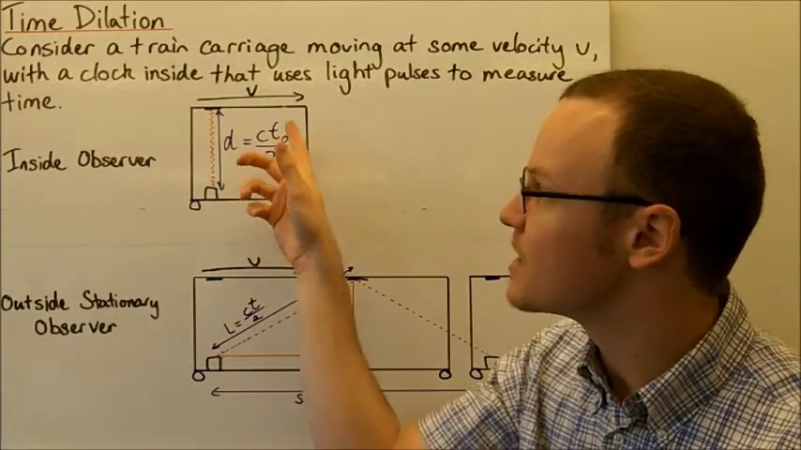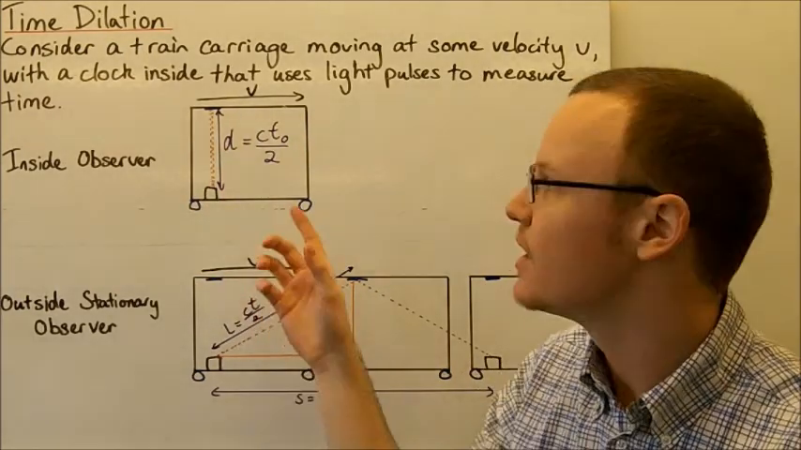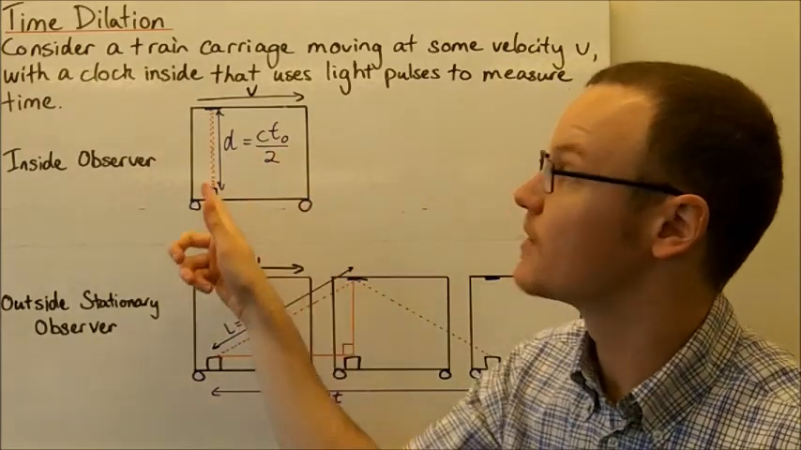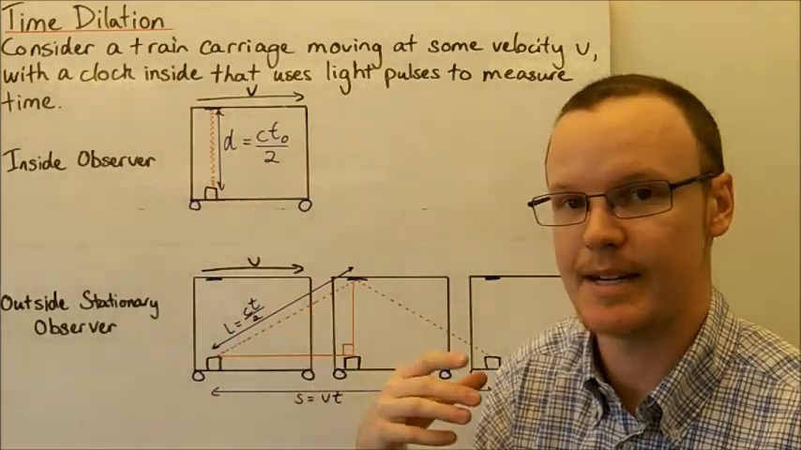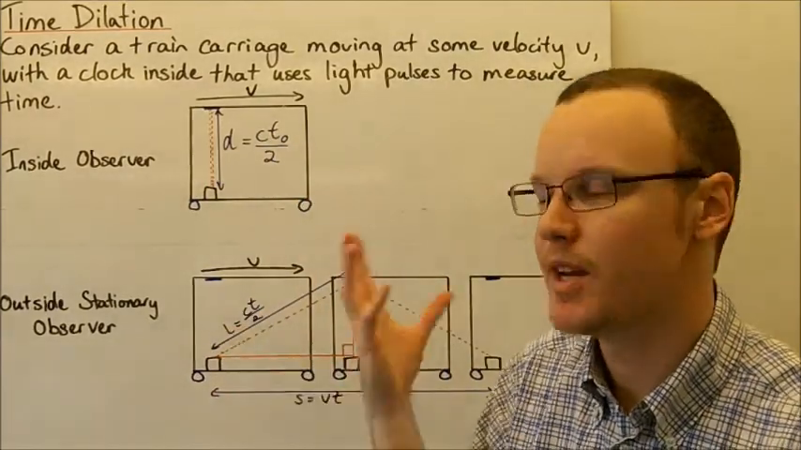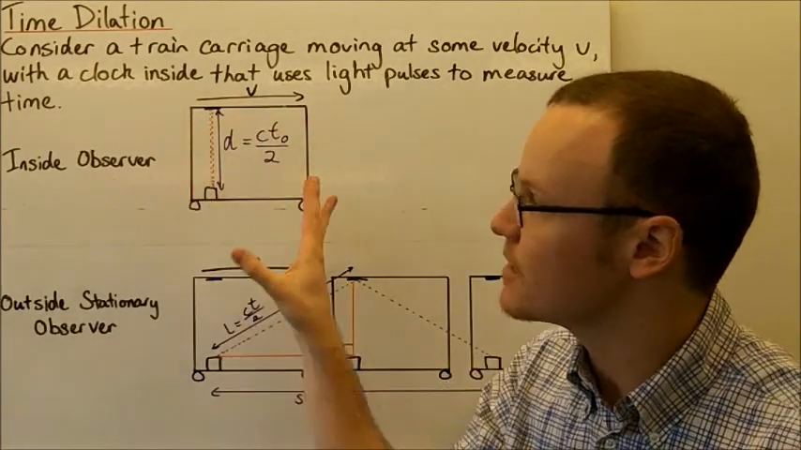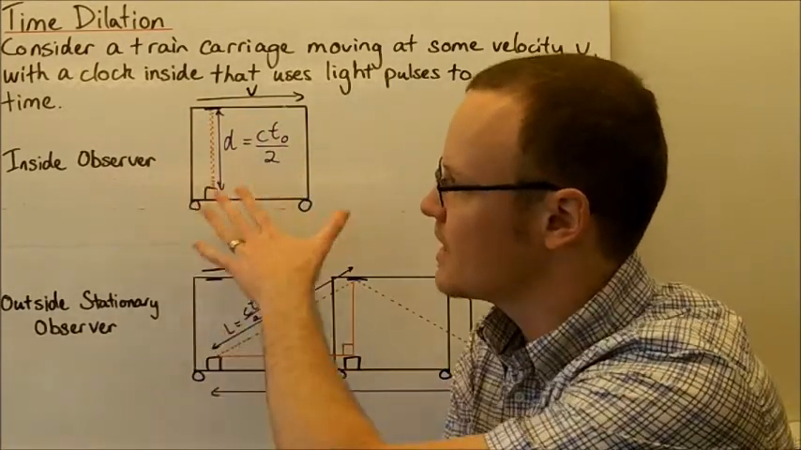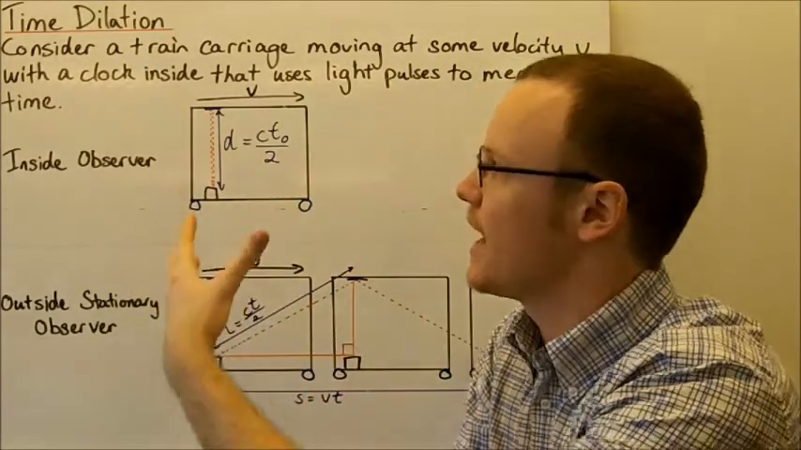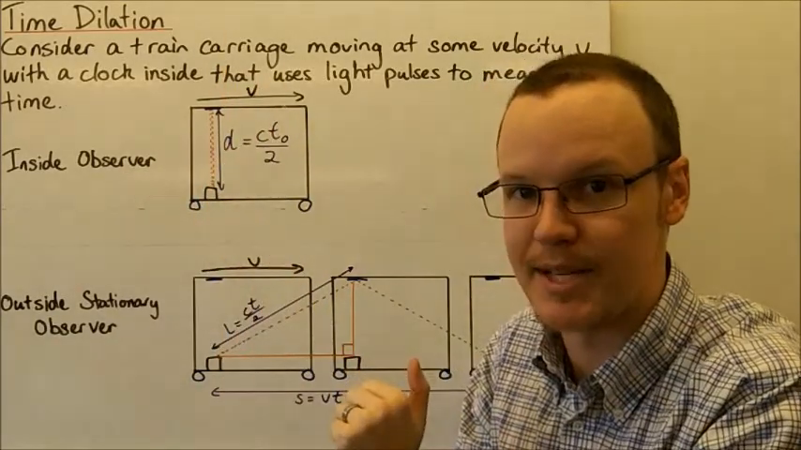So if the time measured inside here is t0, the time is going to relate to the distance and the speed of light. That c, the speed of light, once again is constant, approximately 3 times 10 to the 8 meters per second. And that's for an inside observer, someone sitting inside the carriage. They're not aware of the motion of the carriage, the velocity; the light just seems to move up and down.